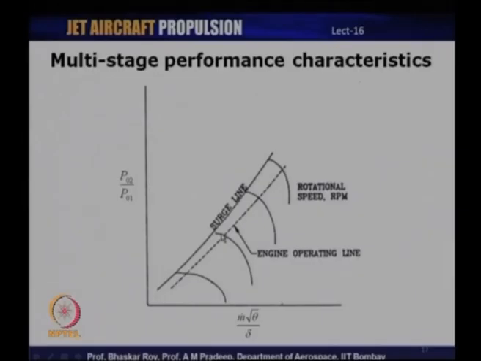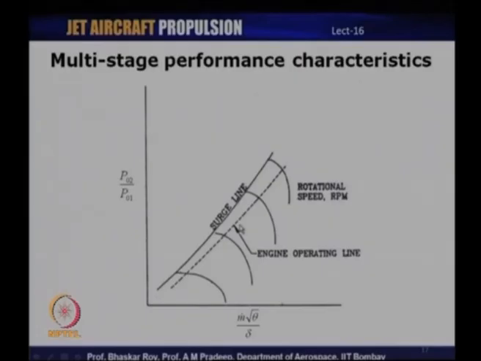So, there is always a certain margin provided between the engine operation and the surge line, which denotes that there is a certain margin provided for safe operation of the compressor. The surge line is one of the extremes of operation of the compressor, where the engine actually operates slightly away from the surge line, which is known as the engine operating line.